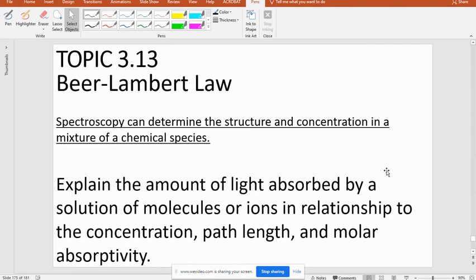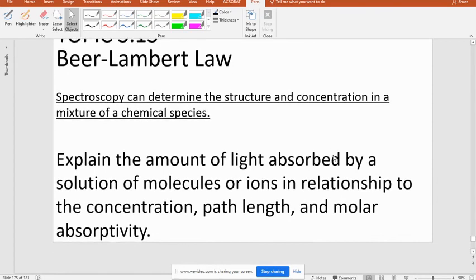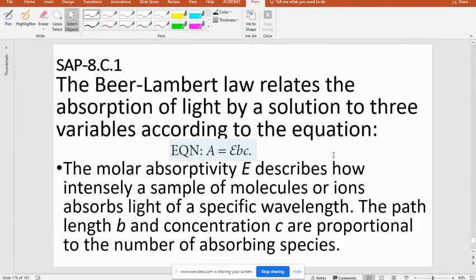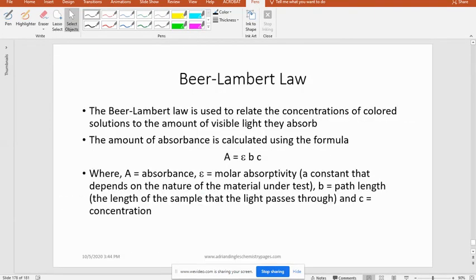Okay, so the next thing that we're going to talk about is the Beer-Lambert law. And the Beer-Lambert law deals with putting kind of all of this stuff together, where we're going to deal with wavelengths and frequencies, and we're going to deal with intermolecular forces and all kinds of fun stuff. Oh, and our solutions and concentration. So when we look at this, it's used to relate the concentrations of colored solutions and visible light. And this is the formula. This actually appears on your formula sheet.